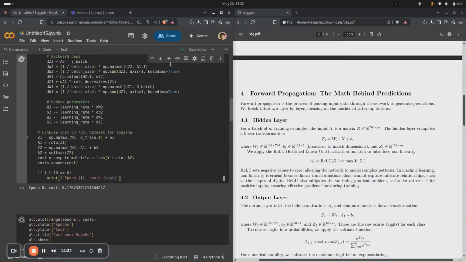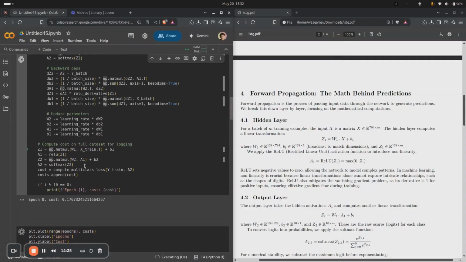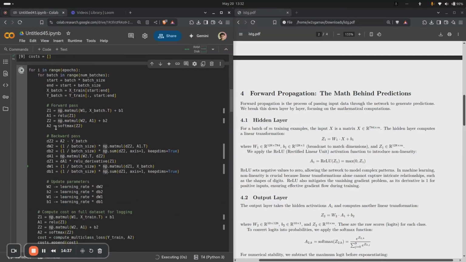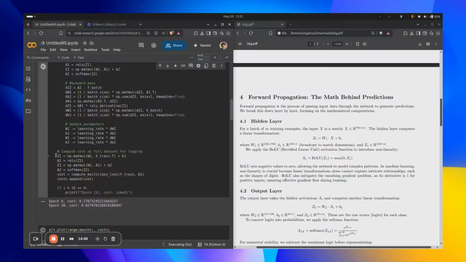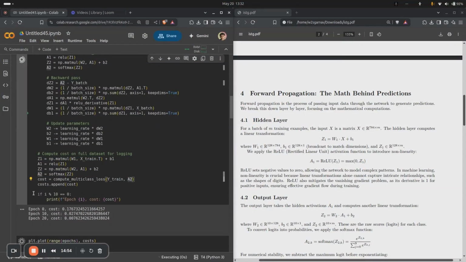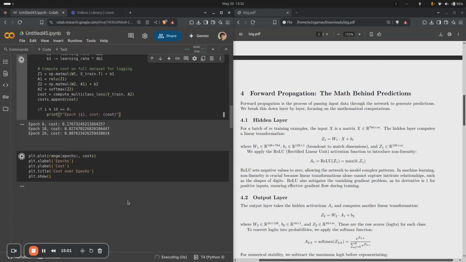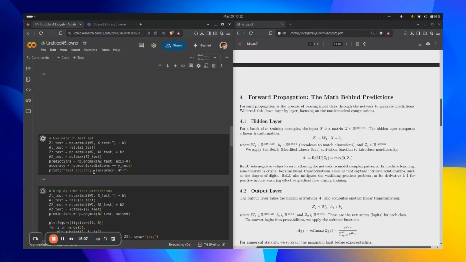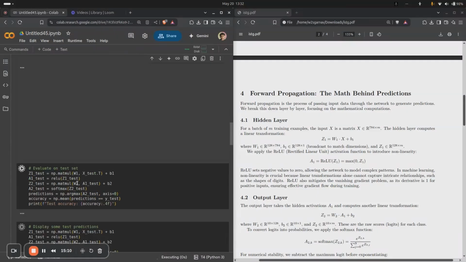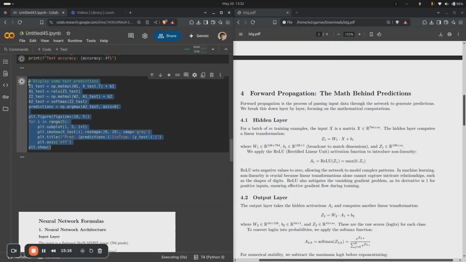So now the whole epochs are getting run. I'll just show you all what's going on over here. We understand that there is a forward pass happening and a backward pass happening, and the updated parameters are as such, where we compute the cost on the full dataset, basically for logging, and we use this basic logic for printing every 10 epochs. Then after this, we'll be plotting the actual loss over the time period, and then we'll be evaluating the same over a test dataset, and displaying some of the test predictions.